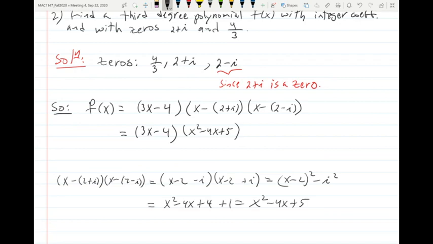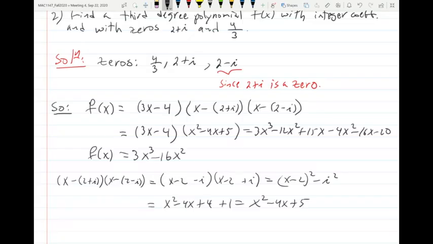And then we multiply this, and so we can give the polynomial nicely. So let's see, 3x cubed minus 12x squared plus 15x minus 4x squared plus 16x minus 20. So finally, here is a polynomial with integer coefficients. Combine like terms. A polynomial with integer coefficients of degree 3 that has the desired properties.